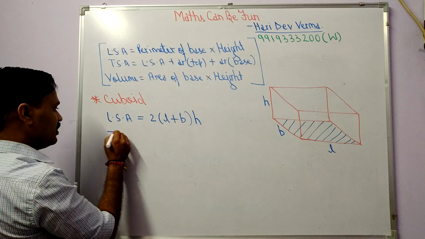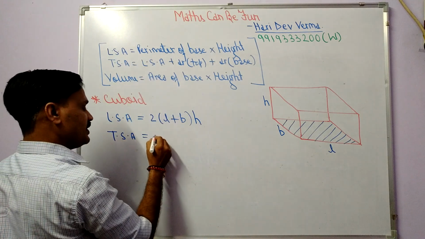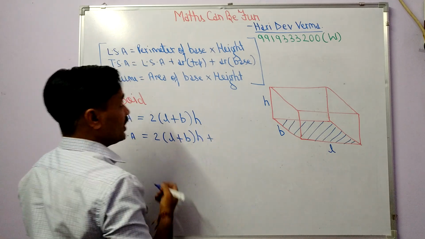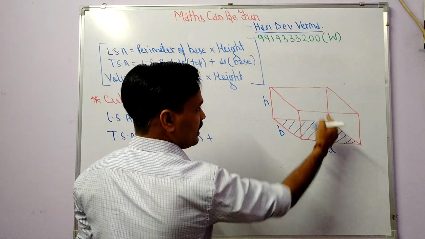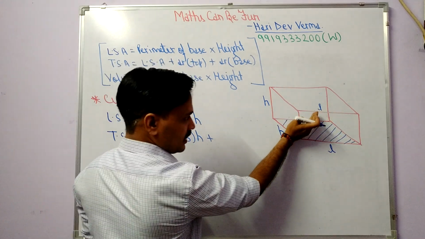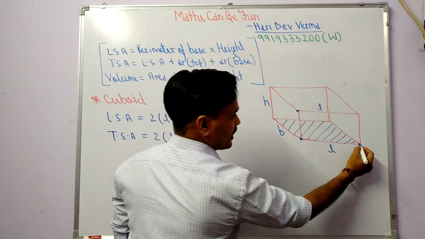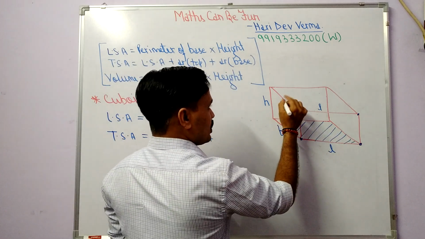Now, total surface area. Total surface area is equal to lateral surface area, 2(L plus B) into H, plus area of top. What is the area of the top? It's L, and because this is a rectangle, I'm talking about this rectangle, the other side is B.